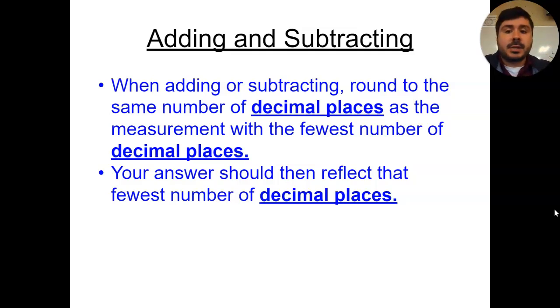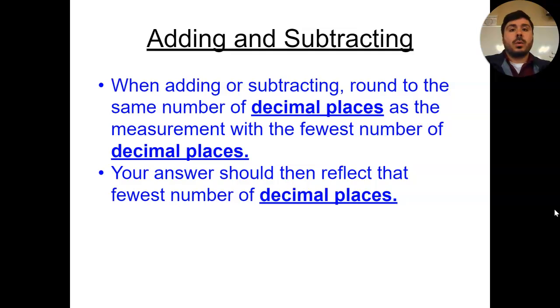But here is the set of rules to follow whenever you are adding and or subtracting numbers. So when adding or subtracting, round to the same number of decimal places as the measurement with the fewest number of decimal places. Your answer should then reflect that fewest number of decimal places itself.